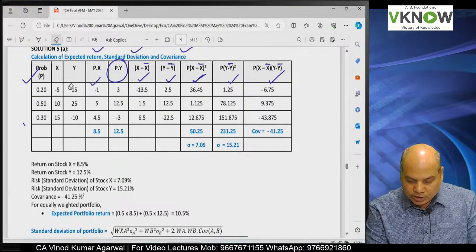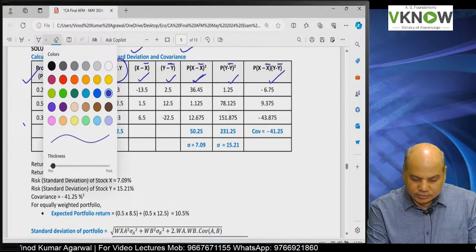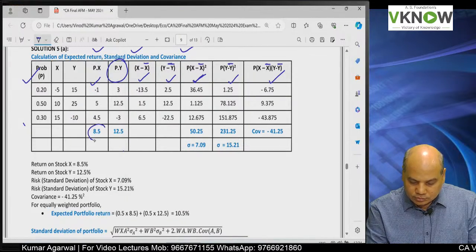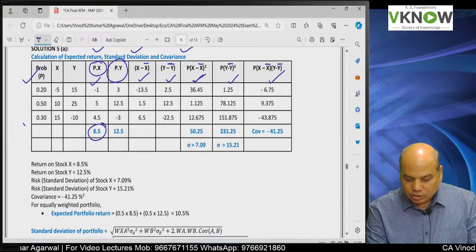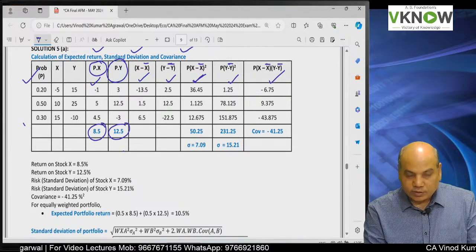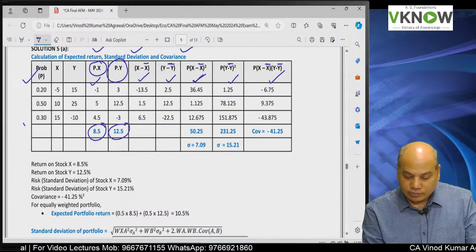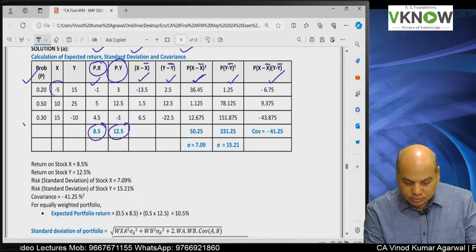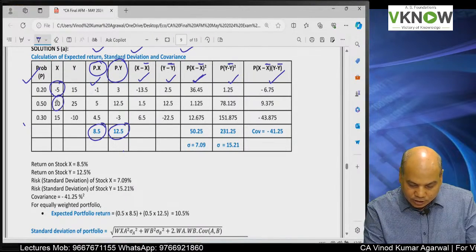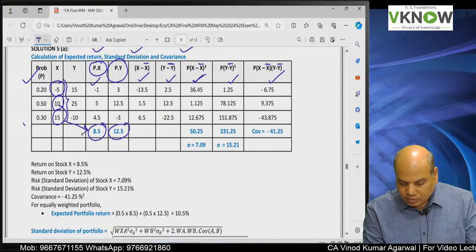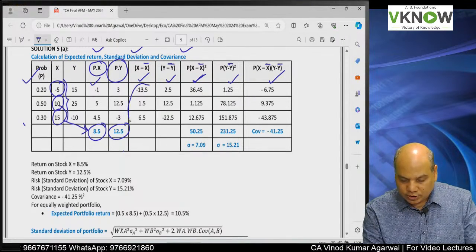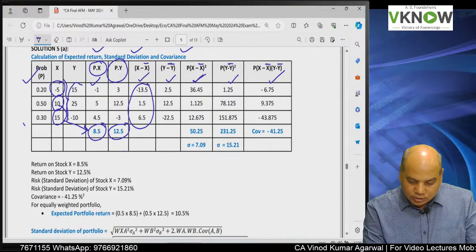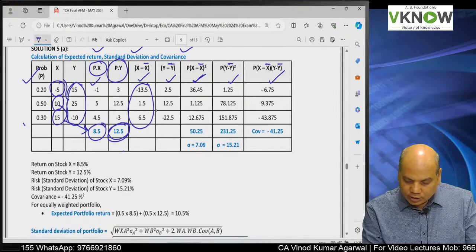So you will multiply probability into return. You will get 8.5% return on X, 12.5% return on Y. Then you will compute the deviation from the mean. Minus 5, 10 and 15. These 3 minus 8.5 you will do. You get this column, Y minus Y bar.